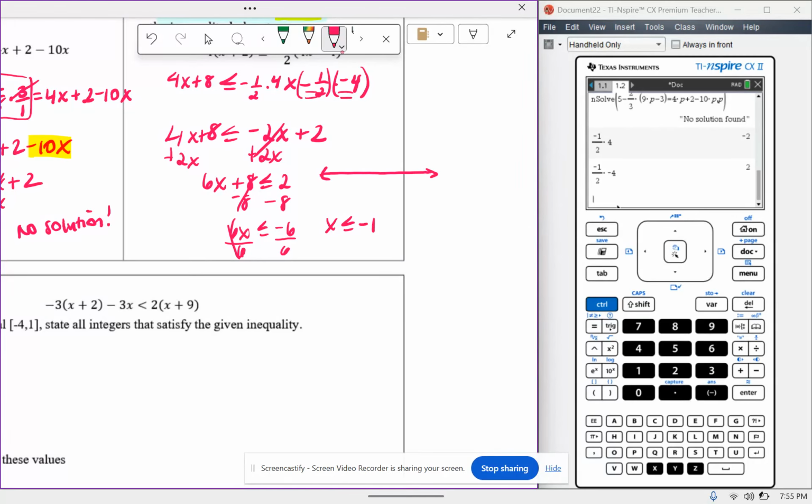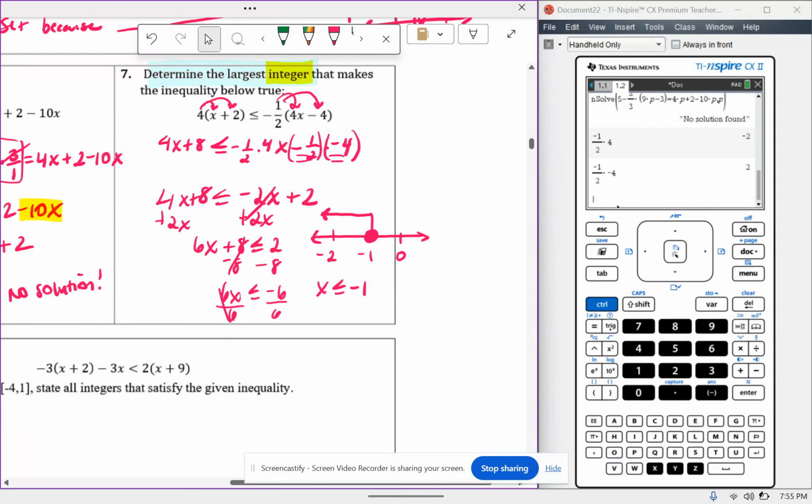So we're going to put our solution on a number line. We're going to put a number a little above and a number a little below. Less than or equal to means I shade in. Less than or equal to means the largest integer that makes the inequality true will be negative 1 because I can't include negative 1. So my answer is negative 1.